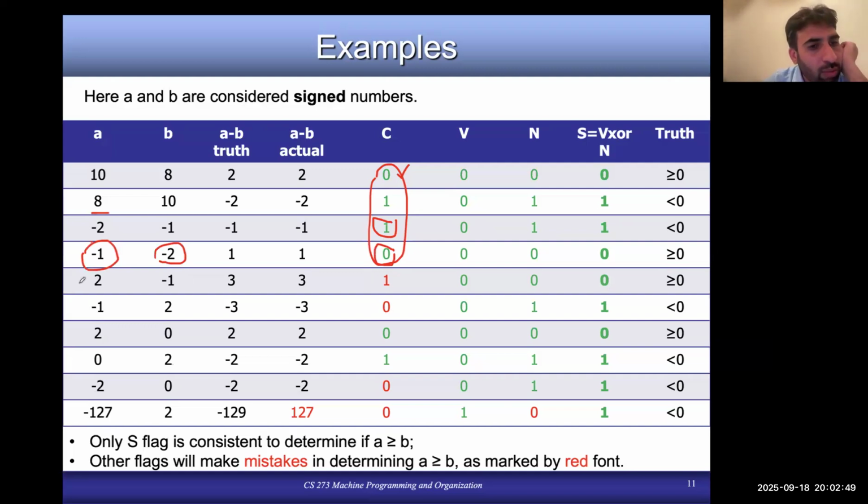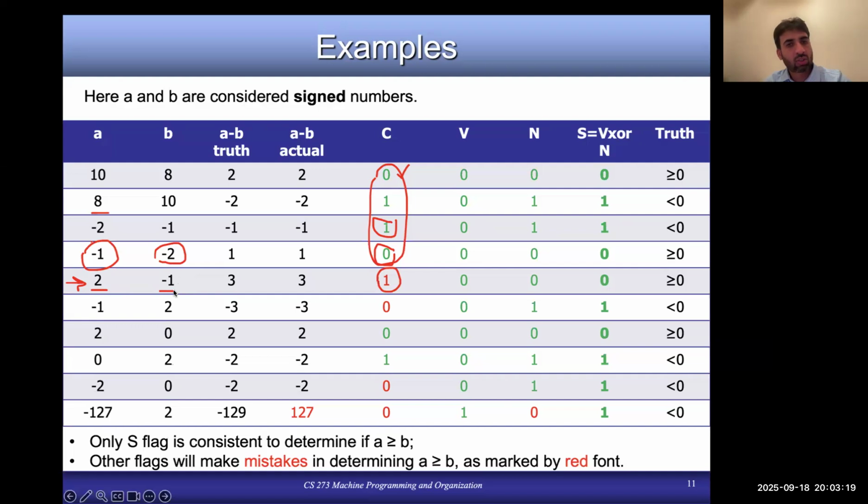But now when we come to the next line, C is telling us that the value is 1. So when you do the subtract operation 2 minus -1 and the value of the carry flag is 1, it means that A is less than B. But A is 2 and B is -1. So A is not less than B, which means that carry is conveying us wrong information, right?